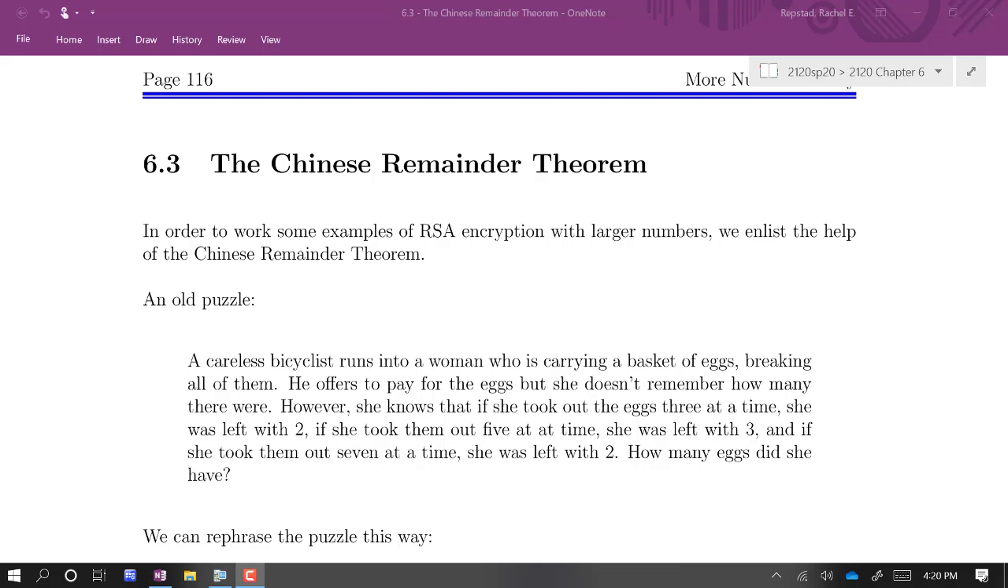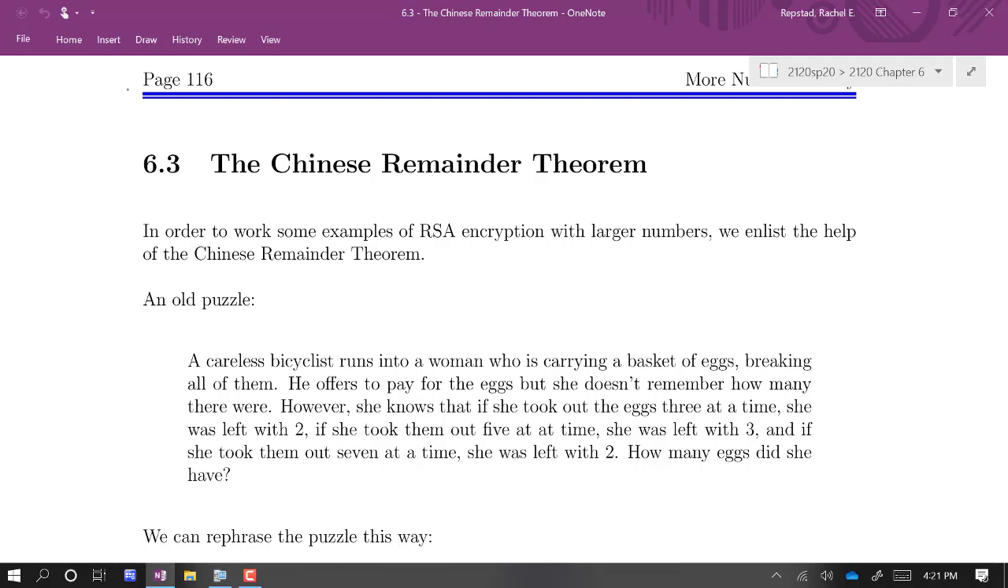All right, so in this section we're going to learn about the Chinese remainder theorem, which will give us a more efficient way to decrypt messages that are encrypted with RSA. It's a really old problem, a really old result, and it's usually presented in the form of a kind of riddle or puzzle.